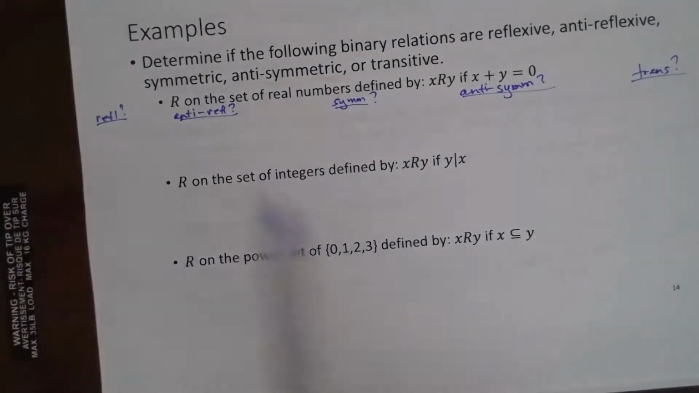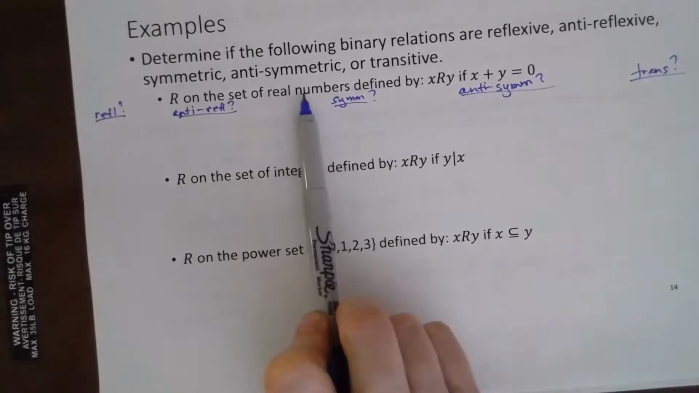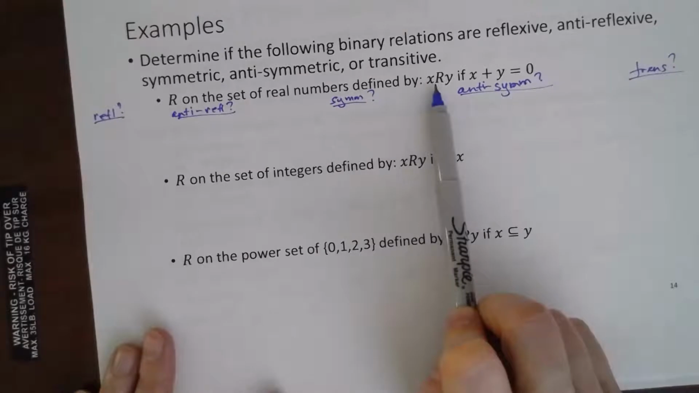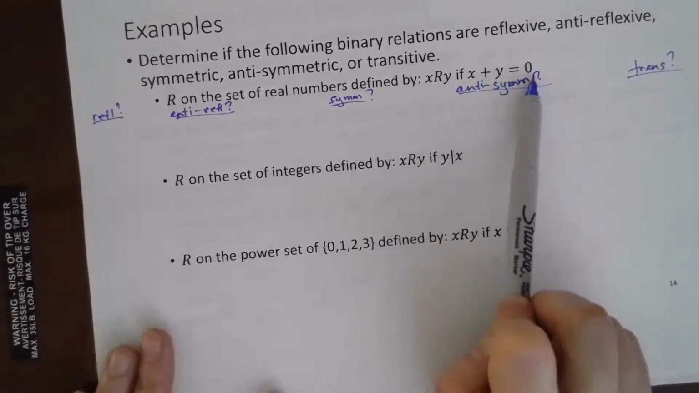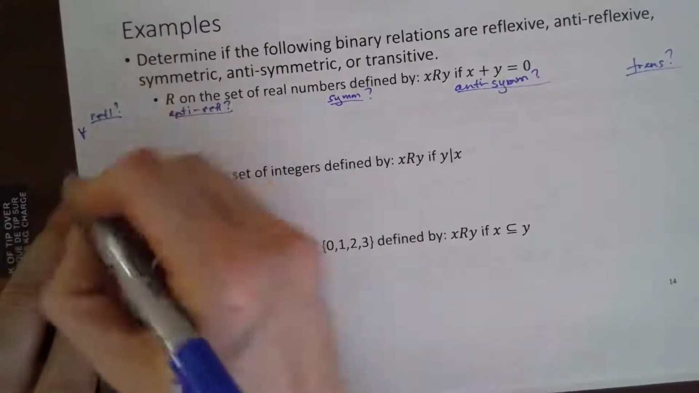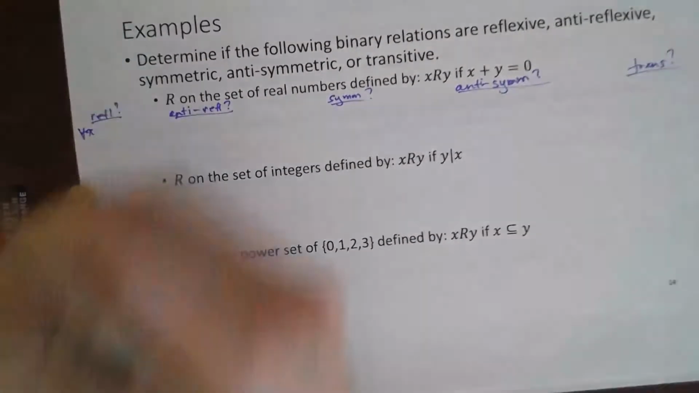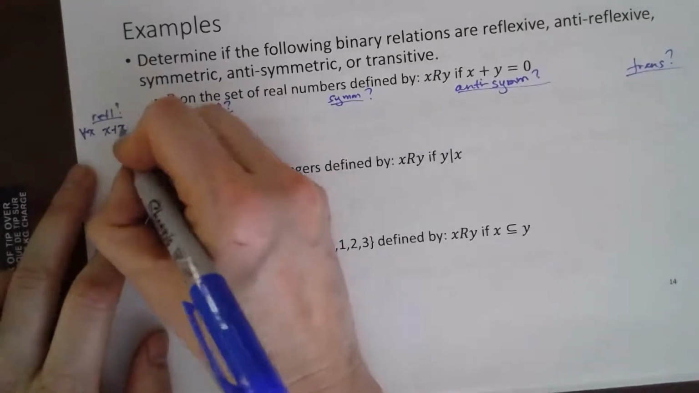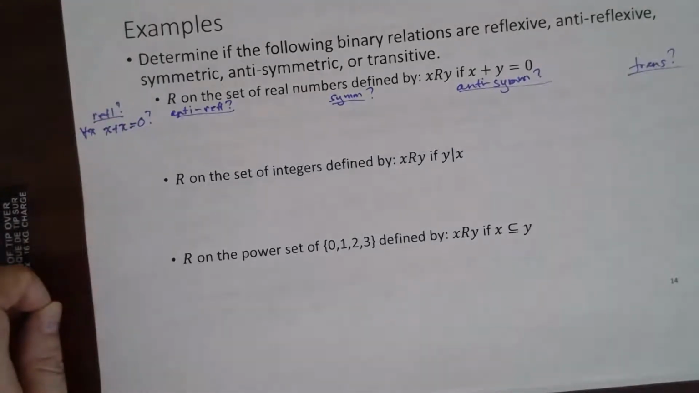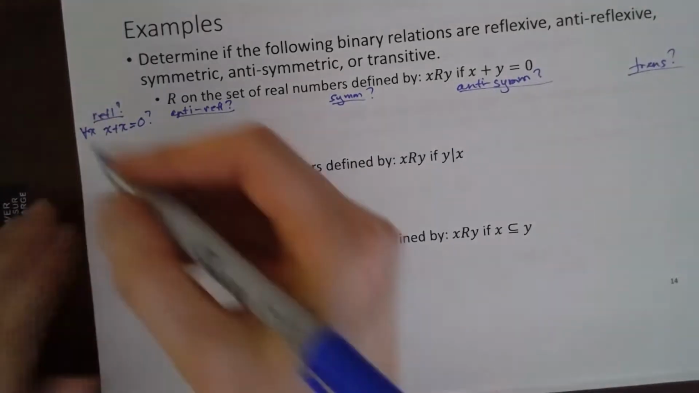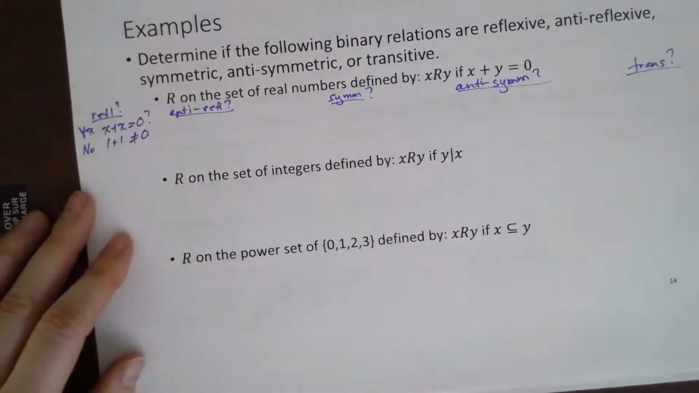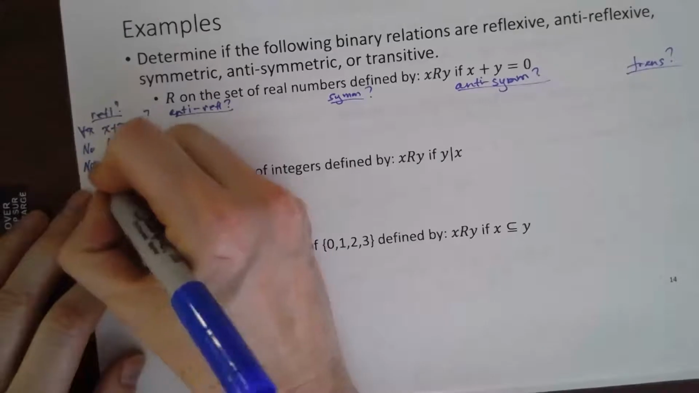Okay, so this is on the set of real numbers. The way that we're defining two things to be related is if their sum is 0. So for reflexive, I would just ask myself, is it true that for all x that are real numbers, if I take x and add it to x, will I always get 0? Absolutely not. So no, for example, 1 plus 1 is not 0. So this is not reflexive.